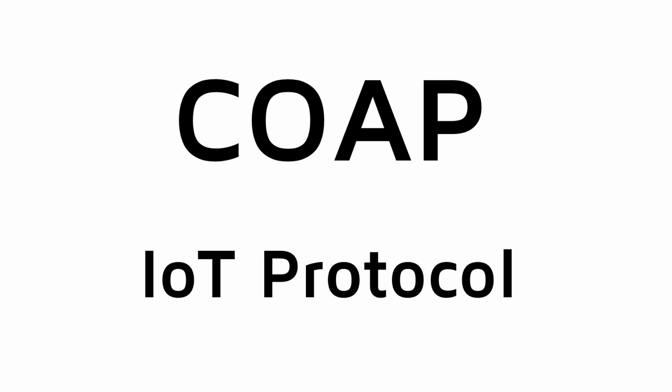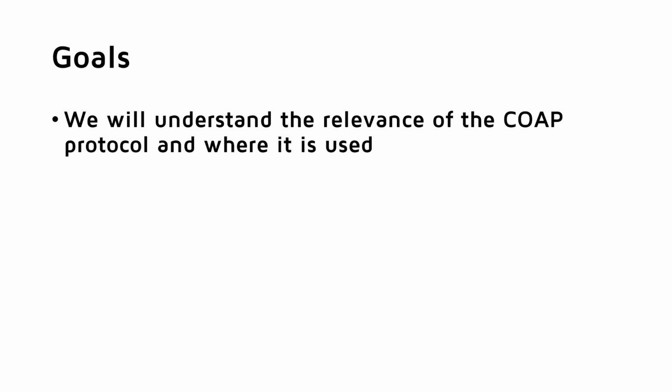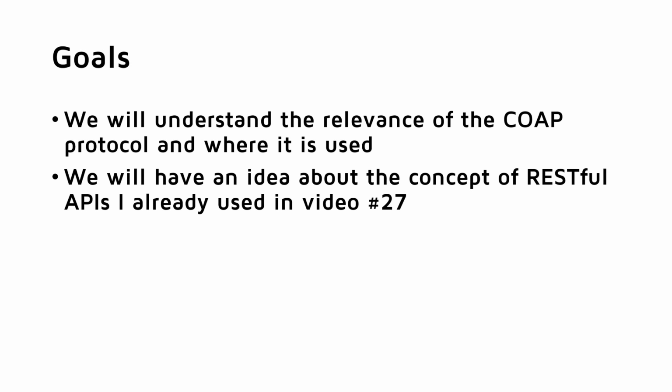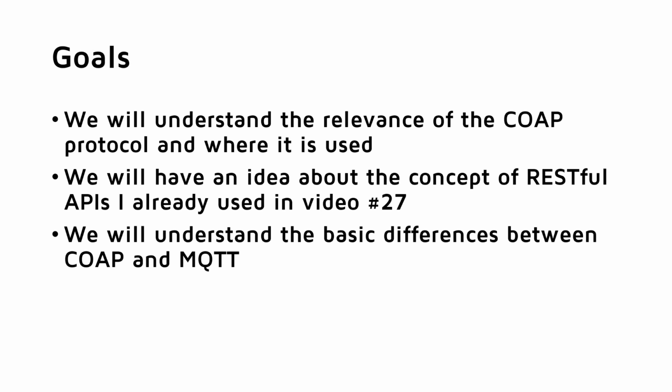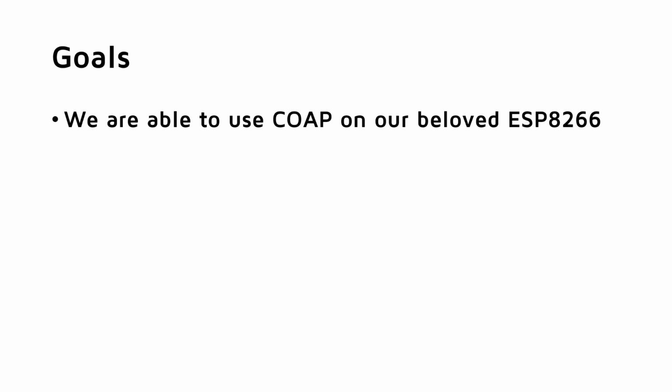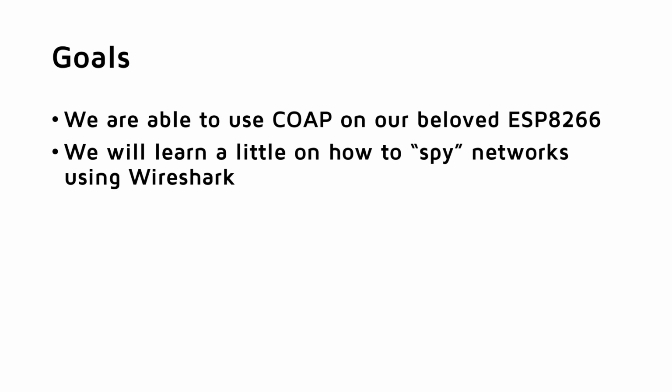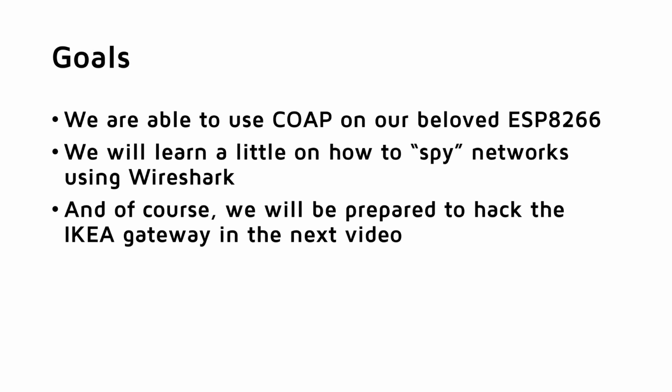Today we will dig a little into this protocol and compare it with our well-known MQTT protocol. At the end, we will understand the relevance of the COAP protocol and where it is used. We will have an idea about the concept of RESTful APIs I already used in video number 27. We will understand the basic differences between COAP and MQTT. We are able to use COAP on our beloved ESP8266. We will learn a little on how to spy networks using Wireshark. And of course, we will be prepared to hack the IKEA gateway in the next video.